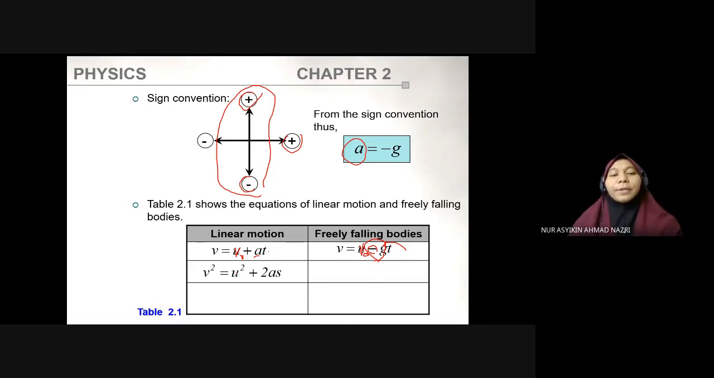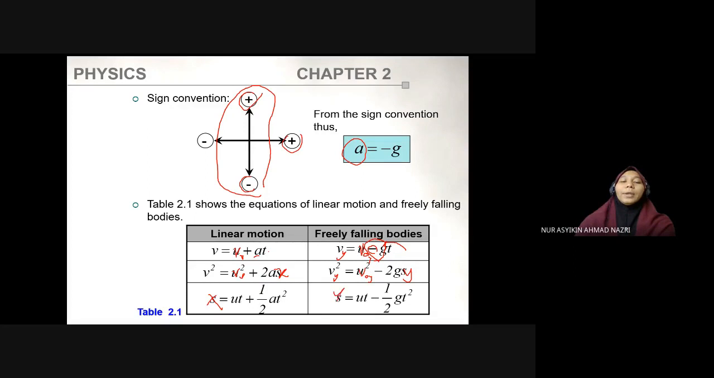The second equation we have, again, U is V0, and S is your X. But when dealing with free falling bodies, the S must become Y. V0, V0. Everything has Y. So this one becomes Y, because it is vertical. This one is V, not Y. Like that: minus half G T squared.